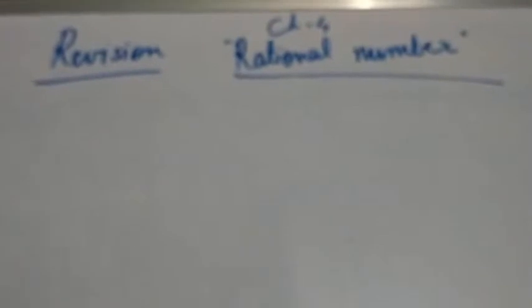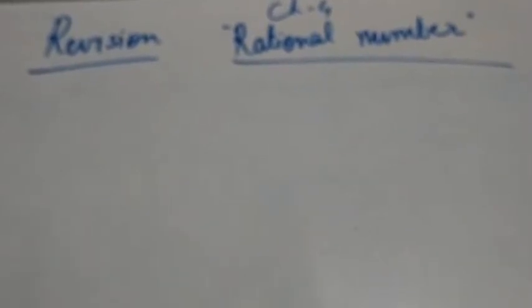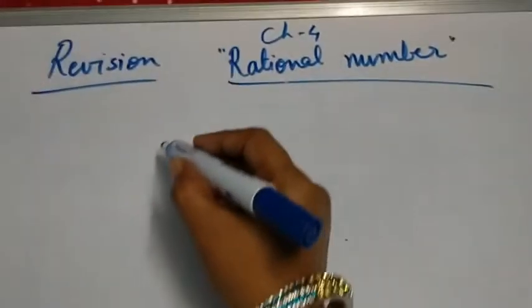Class 7th. Today we will revise chapter 4, that is rational numbers. After this revision, I will give you a revision worksheet based on rational numbers that you have to solve. So, what are rational numbers?